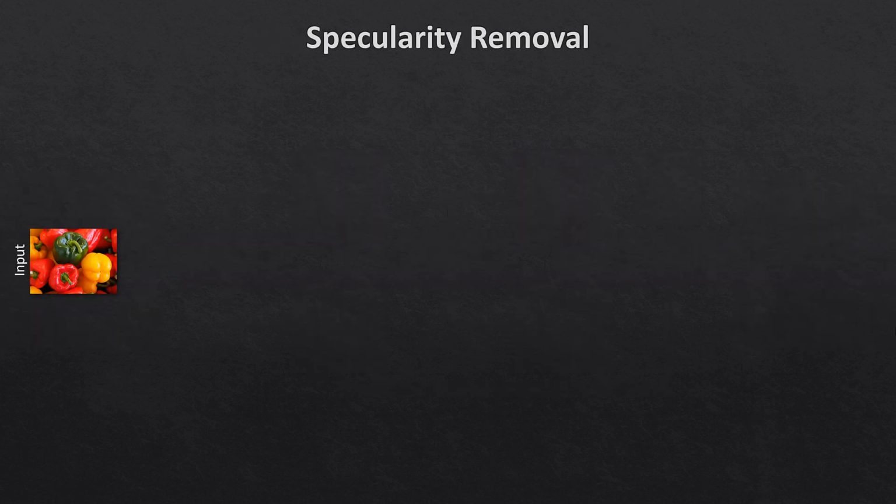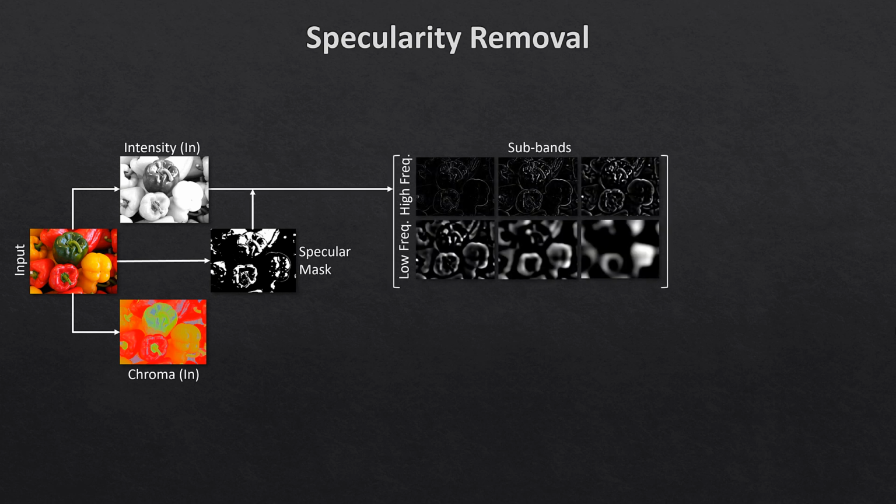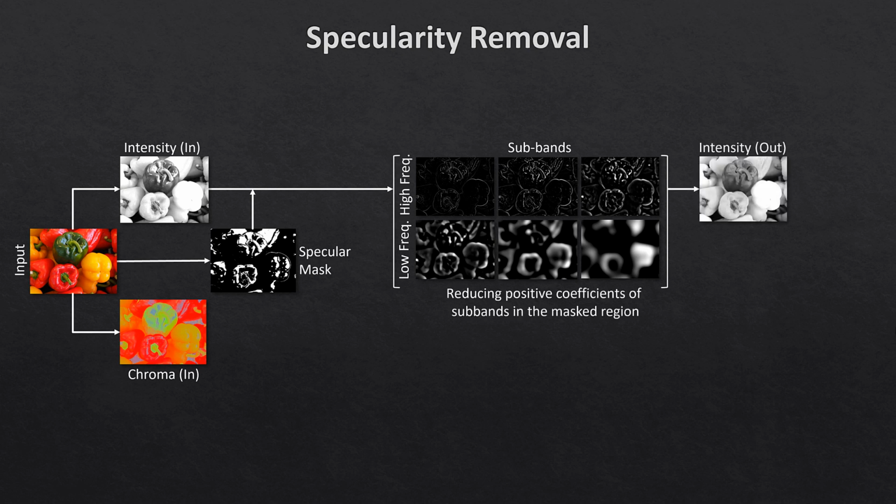For specularity removal, we process the chromaticity and intensity of the input image separately. As the first step of our novel specularity removal method, we identify specular pixels in the form of a specular mask. The image intensity is decomposed into subbands, and by reducing the positive coefficient for specular pixels, we are able to significantly remove the specular intensity.